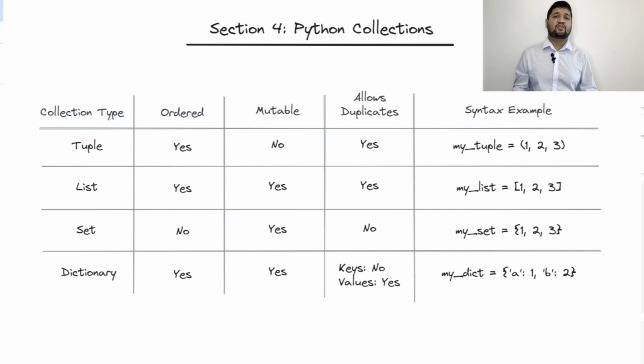Now let's get an overview of Python collections. Python collections allow us to manage data efficiently by grouping values together. Each type has unique properties and is suited for specific scenarios. Tuples are ordered and immutable, ideal for data that must remain constant. Lists are ordered and mutable, used for dynamic sequential data. Sets are unordered and unique, great for eliminating duplicates and performing fast membership tests. Dictionaries are key value pairs, ideal for structured data that needs fast lookups by key.